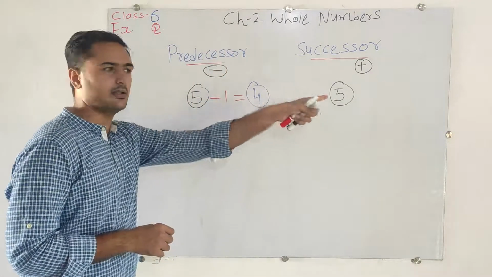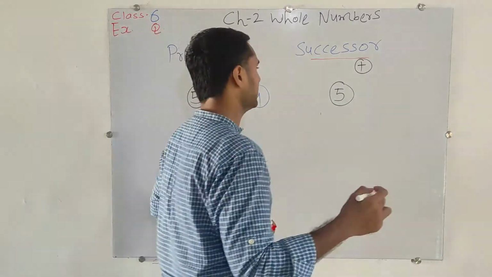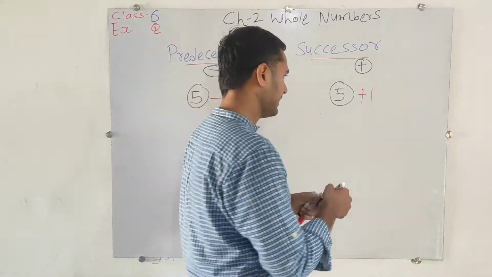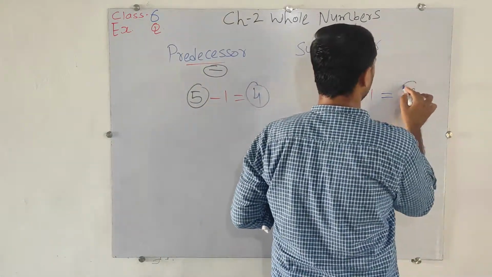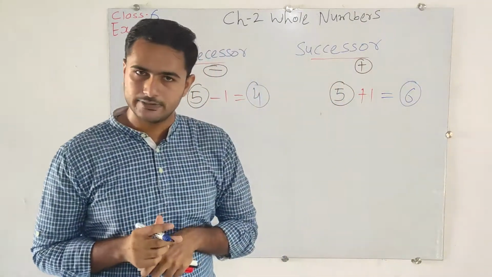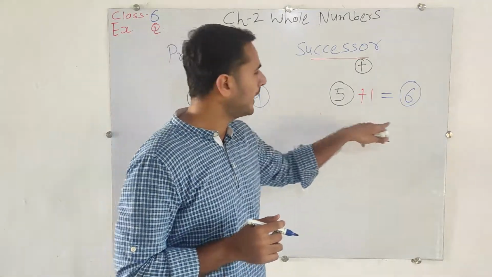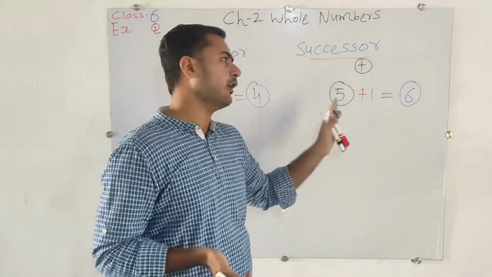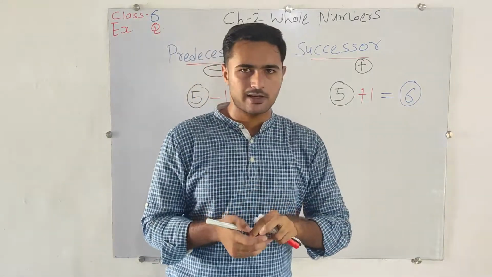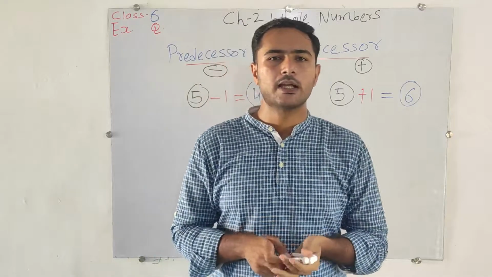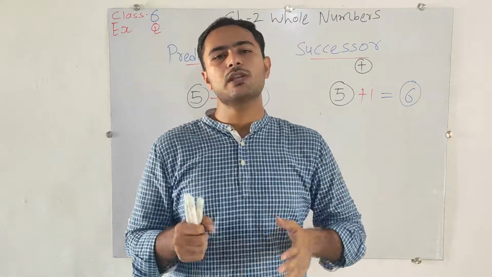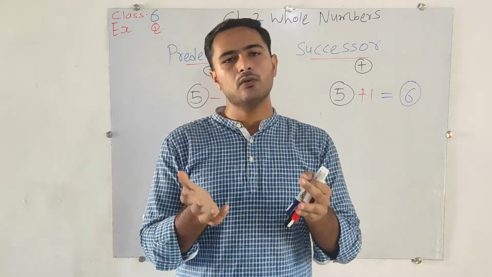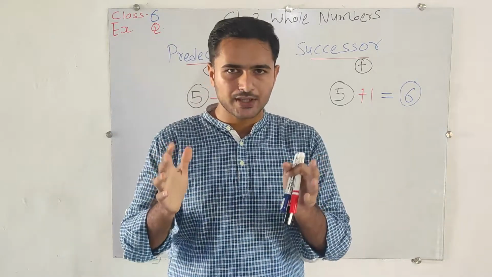Here we did minus 1. Now here we will just do plus 1. So 5 plus 1, the answer will be 6. So I can say that the successor of 5 is 6, or in other words, 6 is the successor of 5. You can arrange the sentence either way, that depends on you. But the only thing is, whenever you want to find the successor, we will do plus 1.